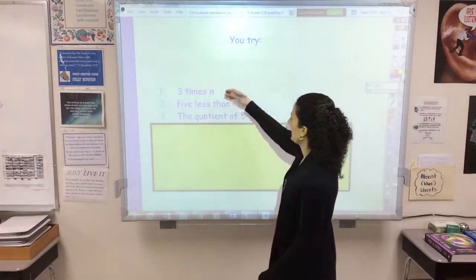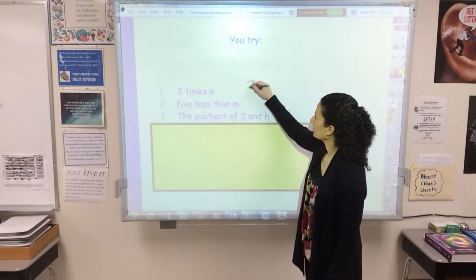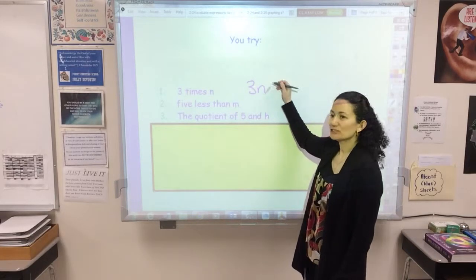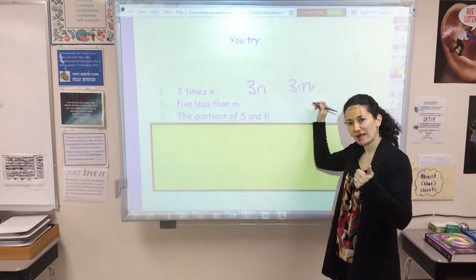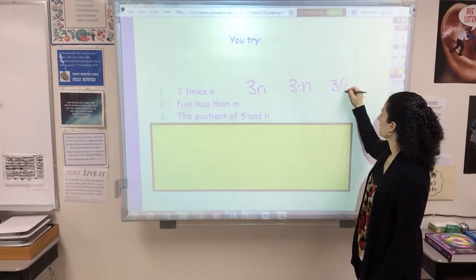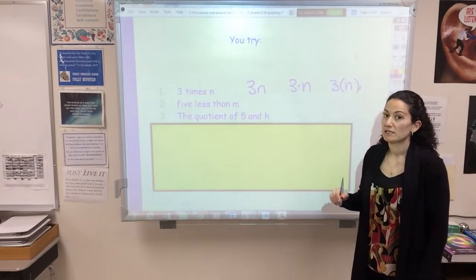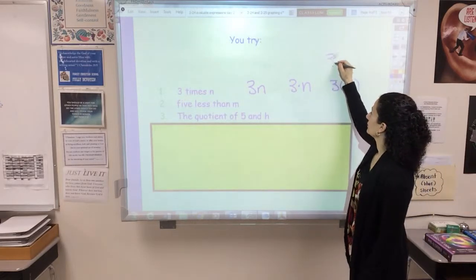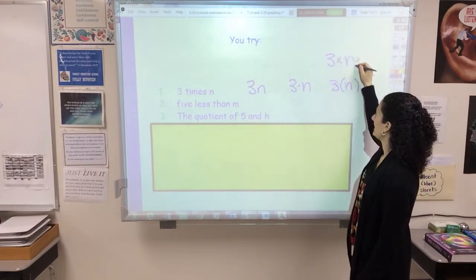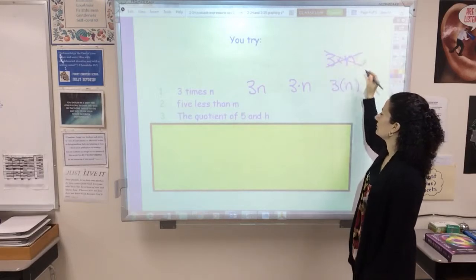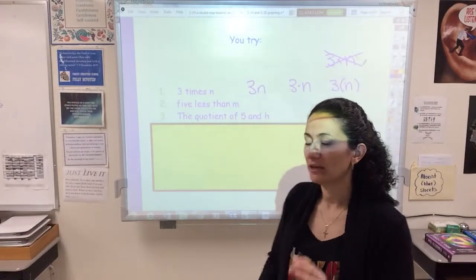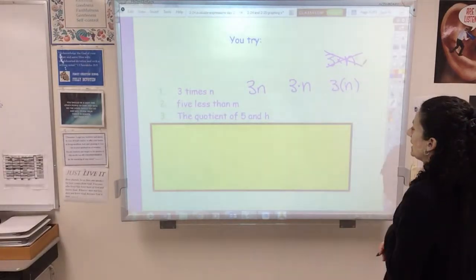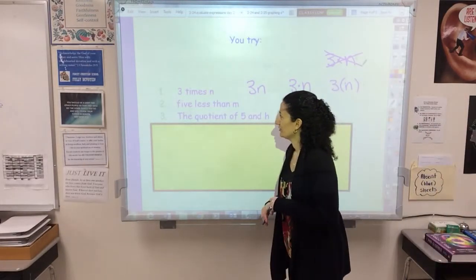Alright, 3 times n. That would simply look like 3n. That's the best way to show that. If you wrote 3 dot n, that's okay. If you wrote 3 parentheses n, that's okay. If you wrote 3x n, please don't do that, okay? The x is not the times symbol anymore. It's a variable.